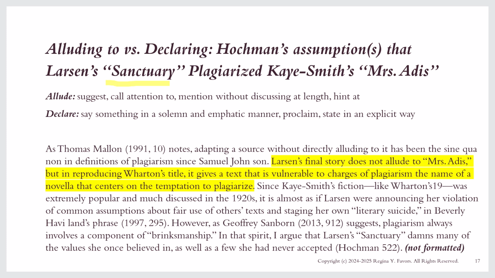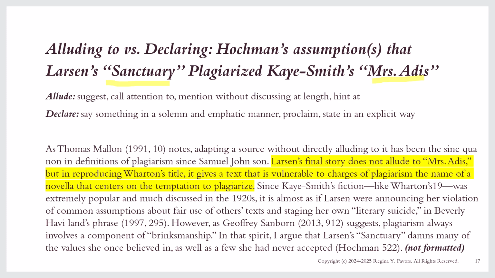So which one is Larsen plagiarizing? Is she plagiarizing Wharton's work or is she plagiarizing Sheila K. Smith's work? And so it's vulnerability to plagiarism, but that's only in the views of Hockman, because one is about British class consciousness, Mrs. Addis, and the other is about racial allegiance, racial loyalty, group dynamics, group allegiance, which is Larsen's work.